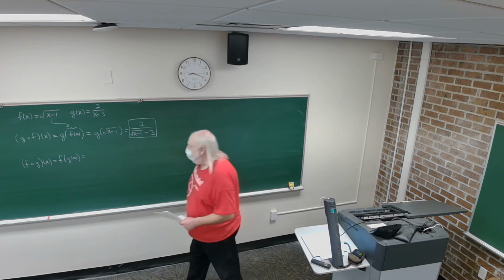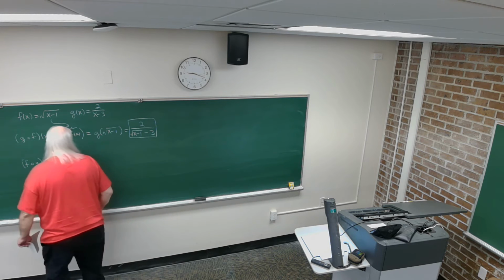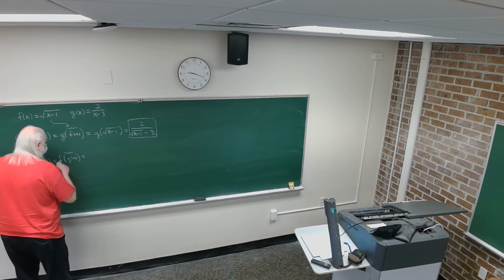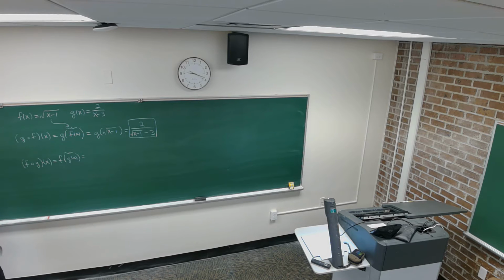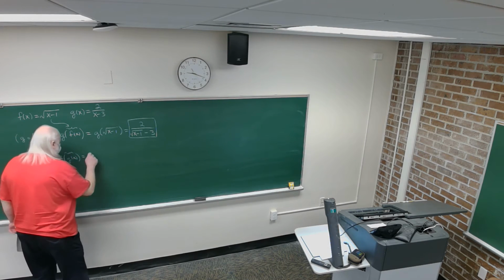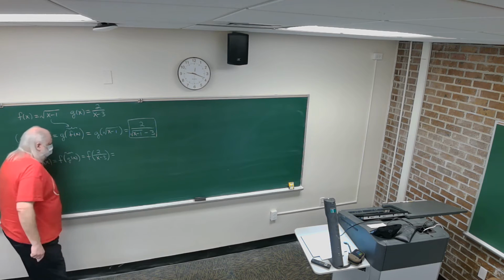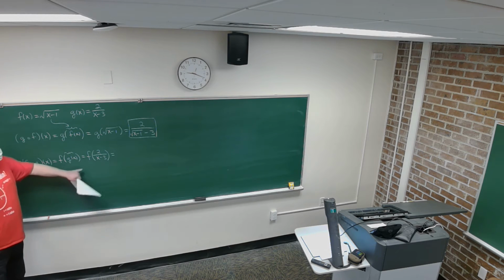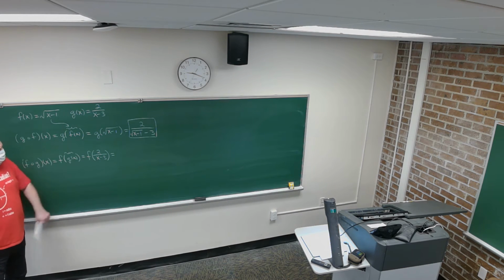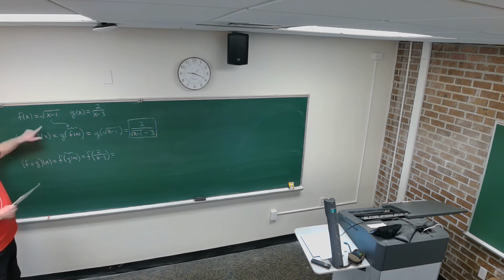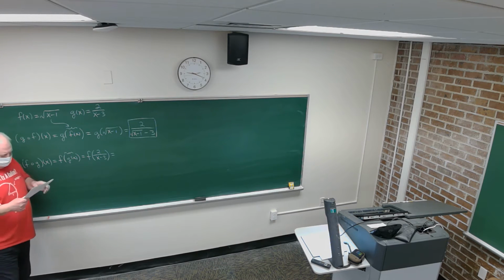So g of x is now the inner function. So we replace it with what it's equal to. It's equal to 2 over x minus 3. So we have f of 2 over x minus 3. And now to evaluate the function f at 2 over x minus 3, we just replace the x in f on the right hand side of f of x with 2 over x minus 3.